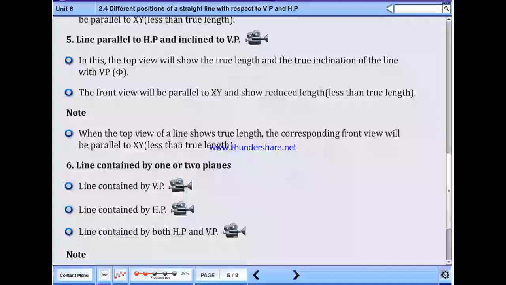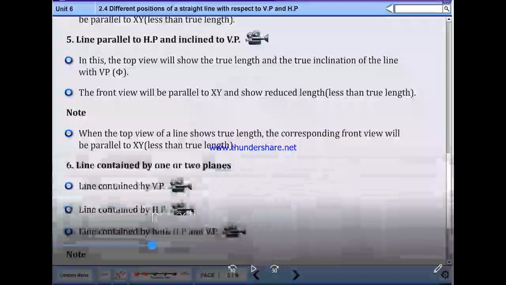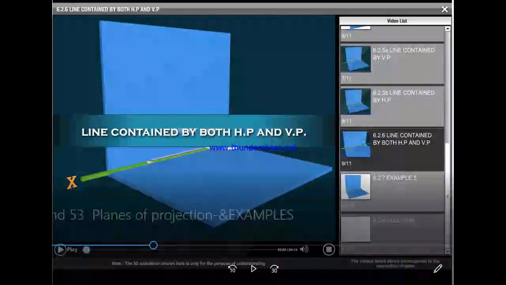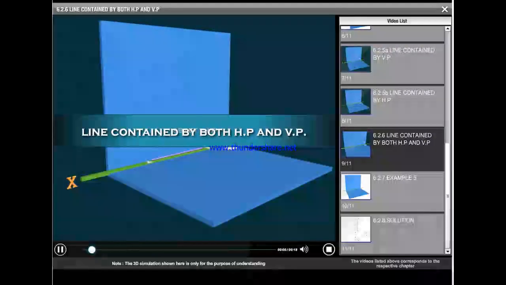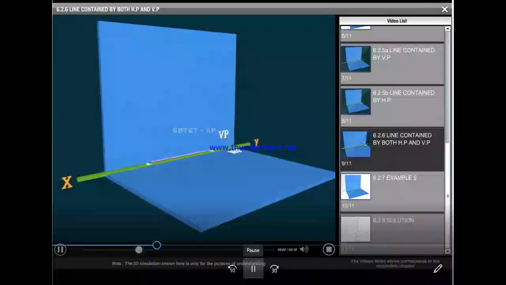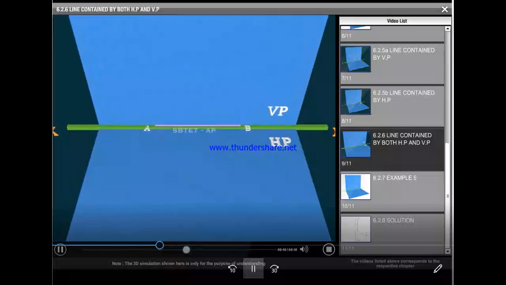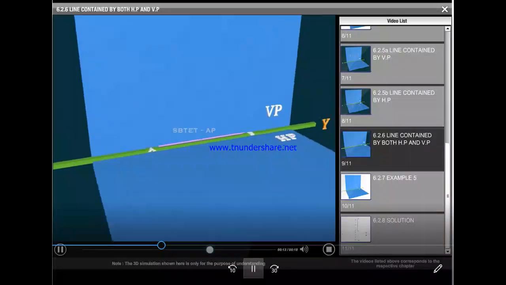that is, line contained by VP, line contained by HP, line contained by both HP and VP. Line contained by both HP and VP. In this, we will see how the projections of a line will be when it is contained by both HP and VP. In this, both front view and top view will lie on XY line.